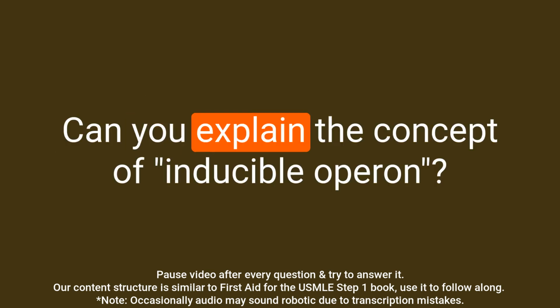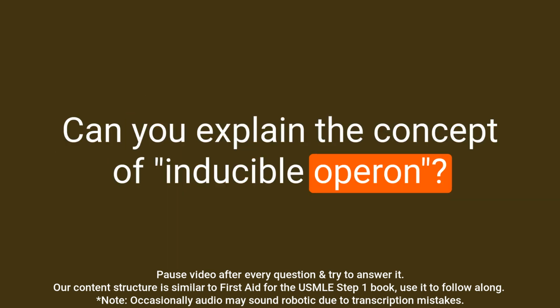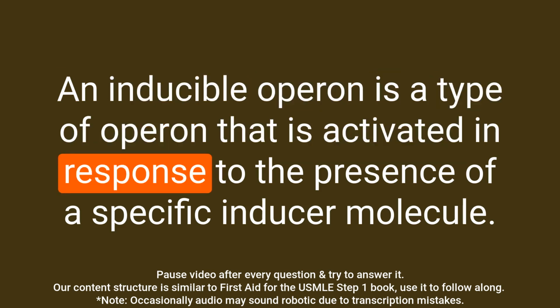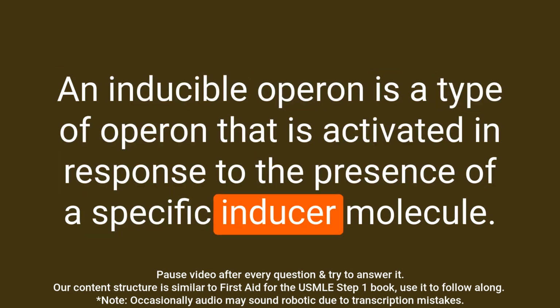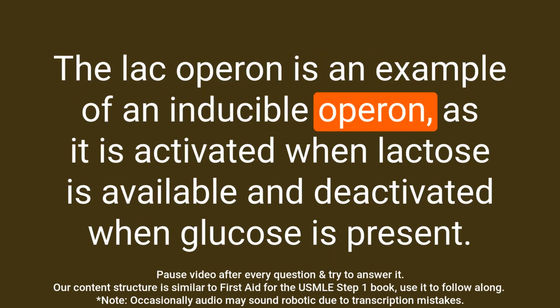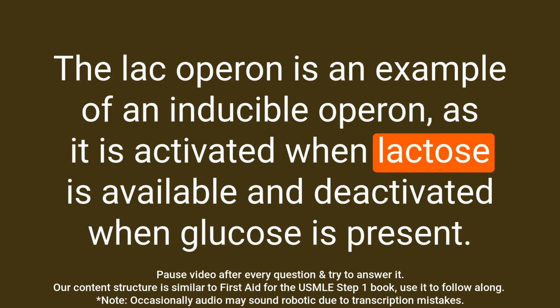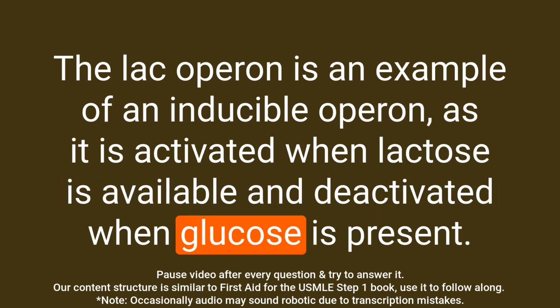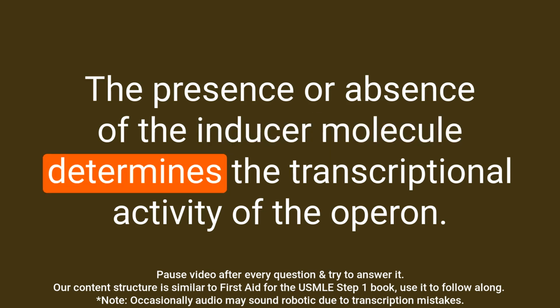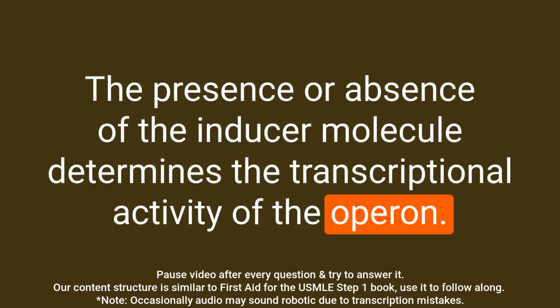Question: Can you explain the concept of inducible operon? Answer: An inducible operon is a type of operon that is activated in response to the presence of a specific inducer molecule. The Lac Operon is an example of an inducible operon, as it is activated when lactose is available and deactivated when glucose is present. The presence or absence of the inducer molecule determines the transcriptional activity of the operon.